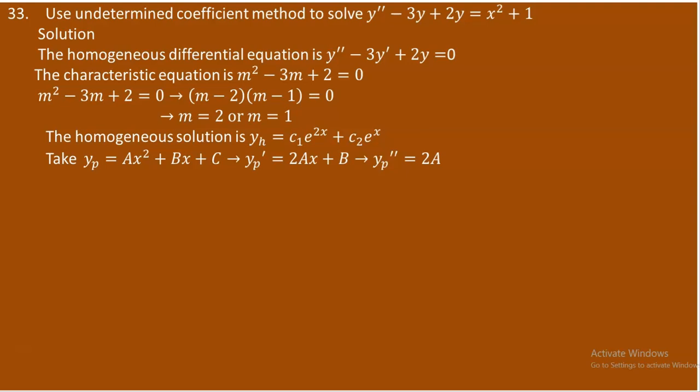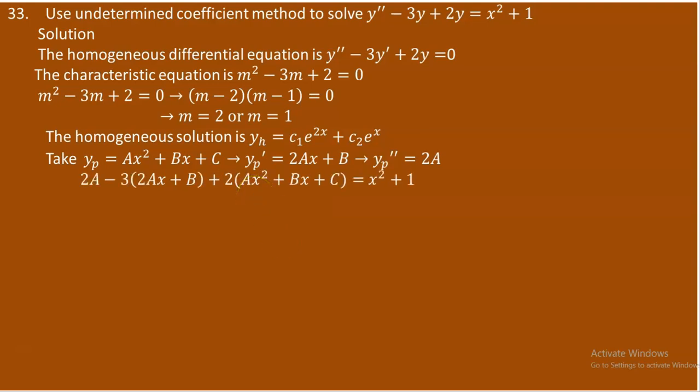So if yp is this, what is yp first prime? Yp first prime is going to be 2 times ax plus b, as you see. And if you apply another derivative, it will be yp second prime, and it is 2a. So now if yp prime and yp second prime are substituted directly into our equation here, the following can come.